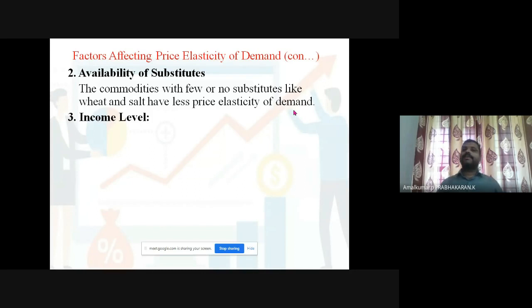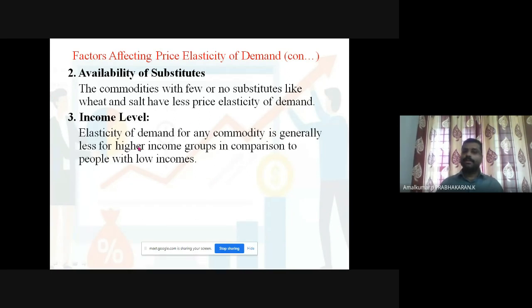Another factor affecting the price elasticity of demand is the income level of consumers. The elasticity of demand for a commodity is generally less for the higher income group in comparison to people with low income. The higher income group is not bothered about price level changes and always purchases a similar quantity. But the low income group is more bothered about price level changes. So the income level of consumers also affects the elasticity of demand.